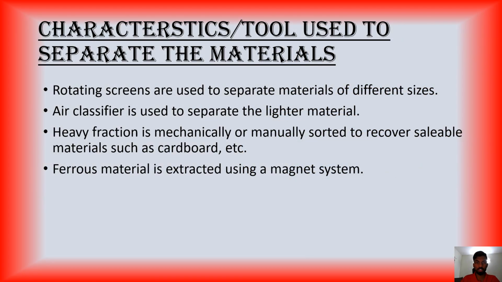Let's know the characteristics or tools used in the separation of materials. Rotating screens are used to separate materials of different sizes. An air classifier is used to separate the lighter materials. The heavy fraction is mechanically or manually sorted to recover saleable materials such as cardboard, wood, etc. Ferrous materials are extracted using a magnet system.